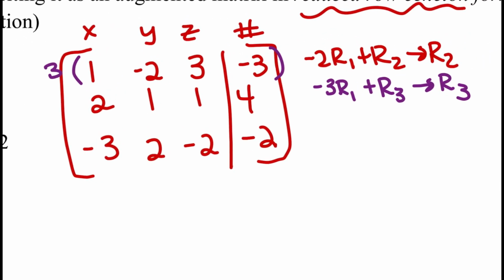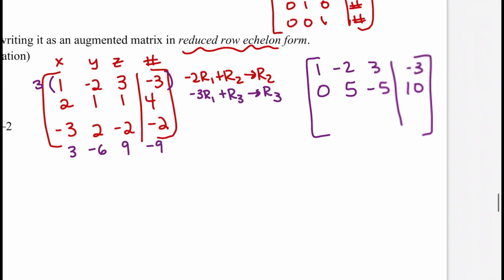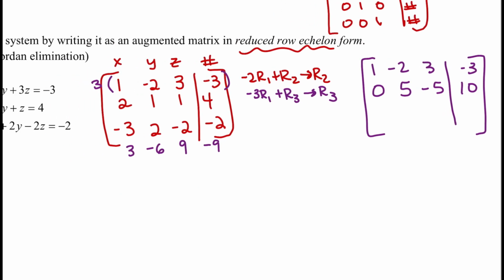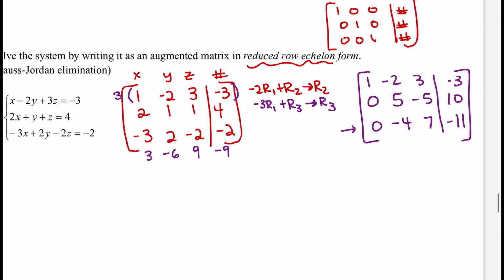And I'm going to take my 3 and times it through. So we have 3, negative 6, 9, negative 9. We add those two up together, and that's going to be my new row 3 right here. So we have a 0, negative 4, 9 minus 2 is a 7, and negative 9 minus 2 is a negative 11.